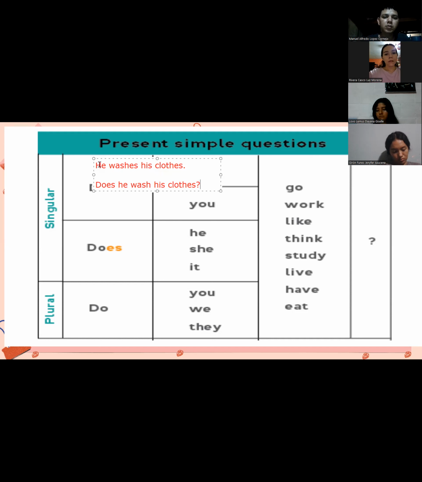Because when I put a question mark, then I know that this is a question, okay? So we have affirmative, he washes his clothes, then we put the rules. For the question, we use the auxiliary does, and the verb is going to be in the base form, okay?